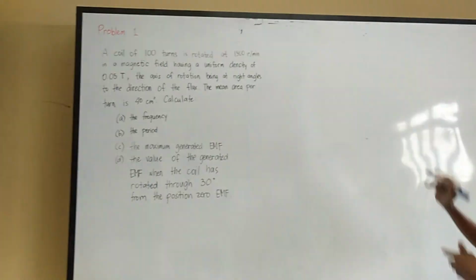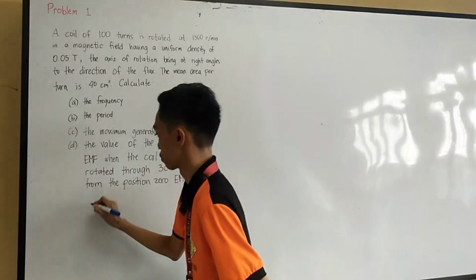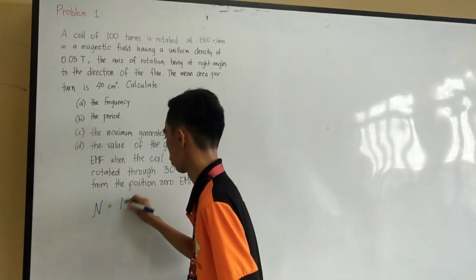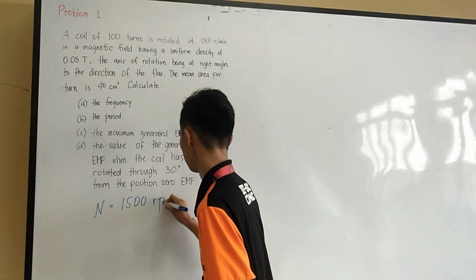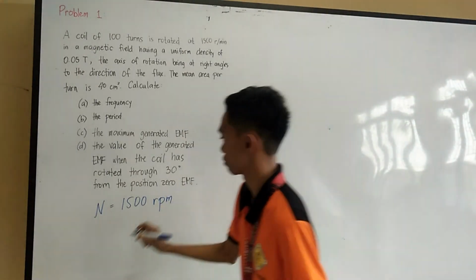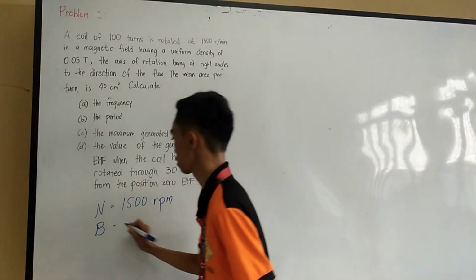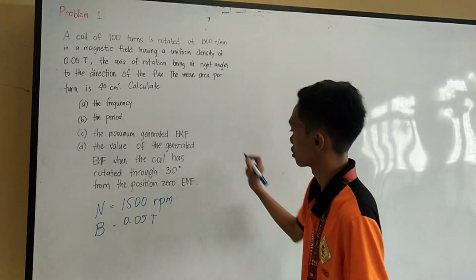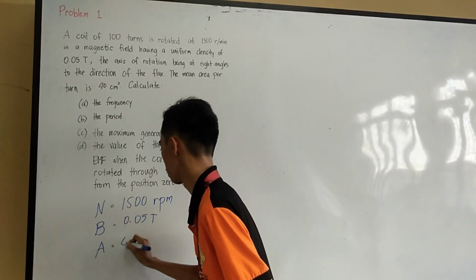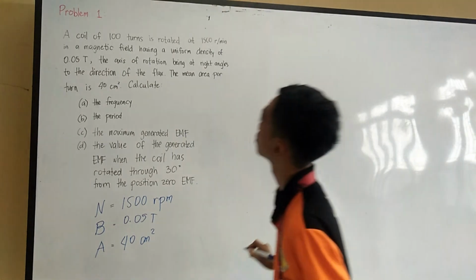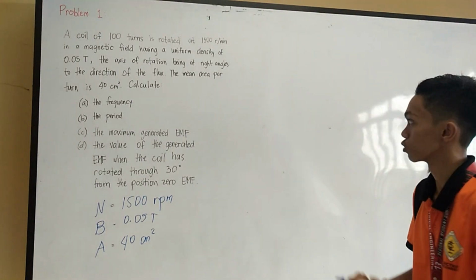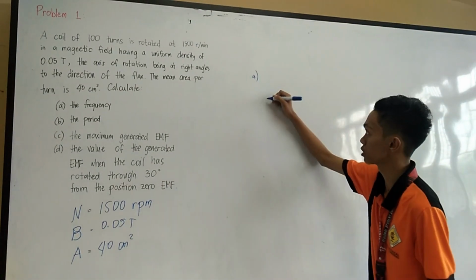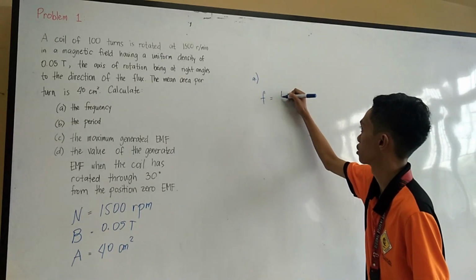Now, first, we have to take note of the data given. First is that we are given N, or number of rotations per minute. So N is equal to 1,500 RPM. And then we have a magnetic field density of 0.05 Tesla. The area is 40 cm squared. Yes, that's it. So, first, we have to find the frequency. The frequency is given by the equation f is equal to 1 over T.